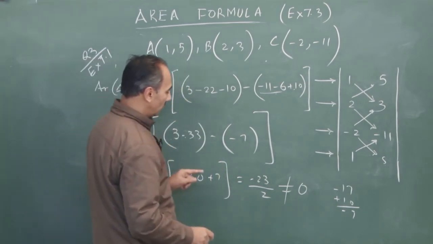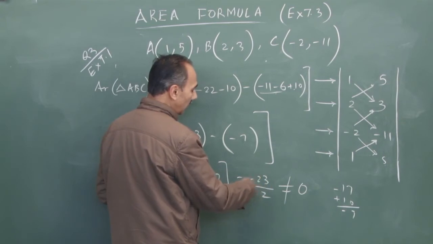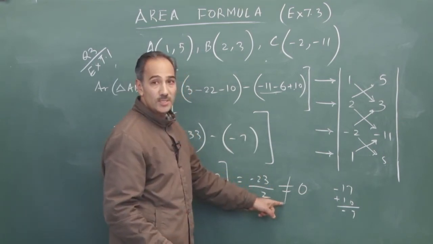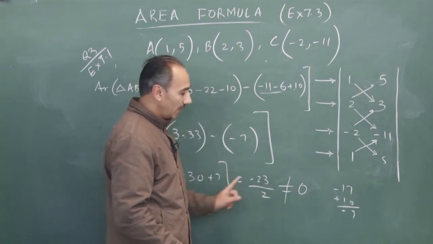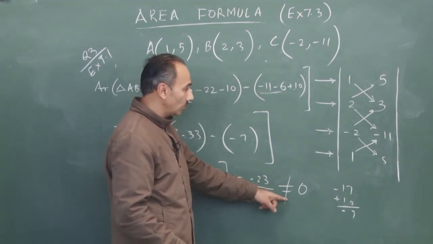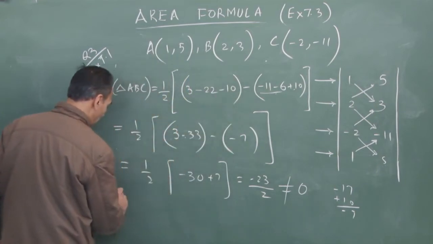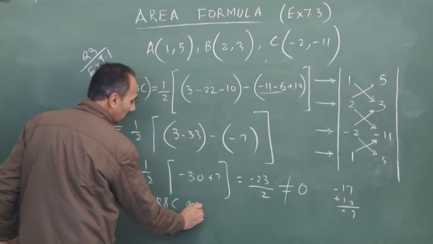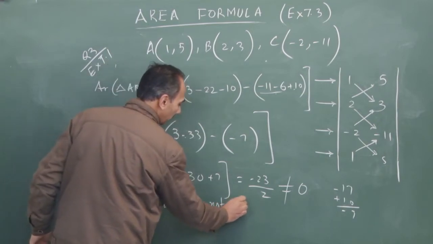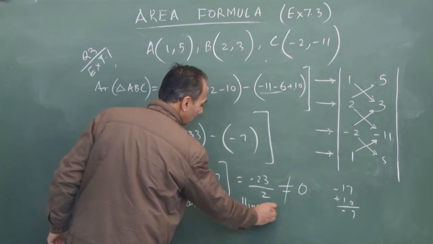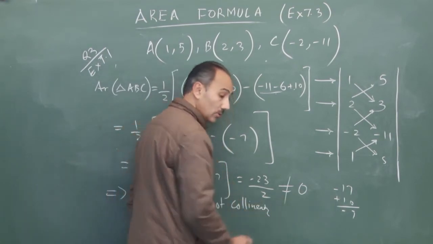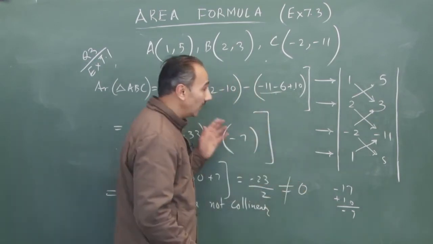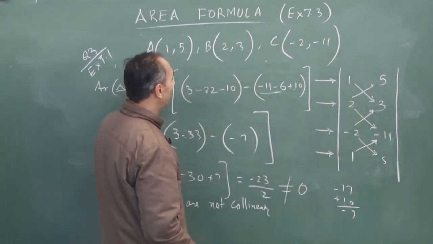If area is 0... see, you could ignore the negative sign. This is not turning out to be 0. So since area is not 0, we say points are not collinear. If the area found by 3 points is 0, then the points are collinear. So we conclude points A, B, and C are not collinear. They are not collinear means they are non-collinear.